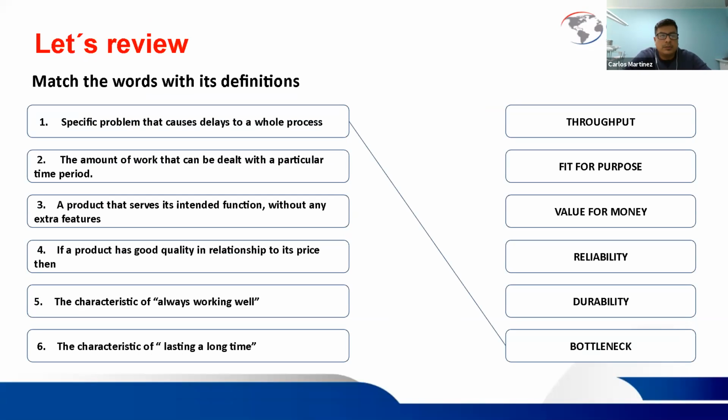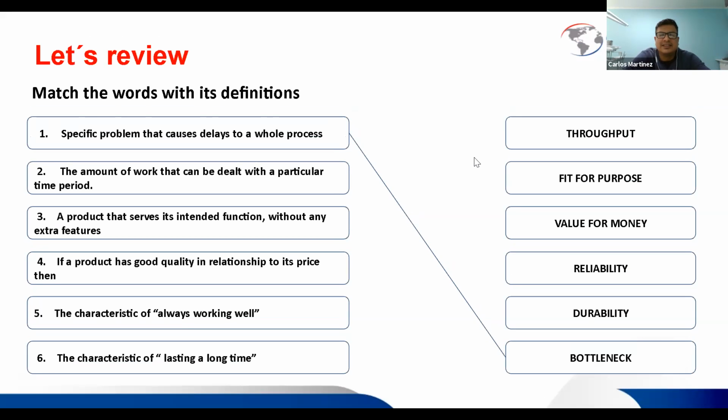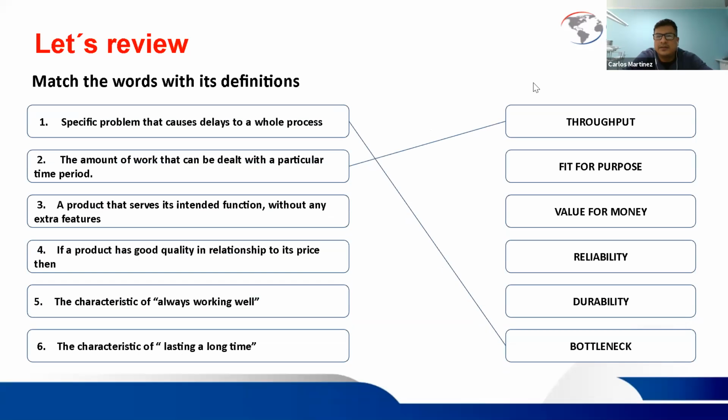The amount of work that can be dealt with during a particular time period. What can you do from beginning to end? Let's see what you guys said. That's difficult. Remember, it's the process, it's the time from when you start something until you have the finished product. This can be done in a certain time. Every company has a certain throughput. There we go, throughput.